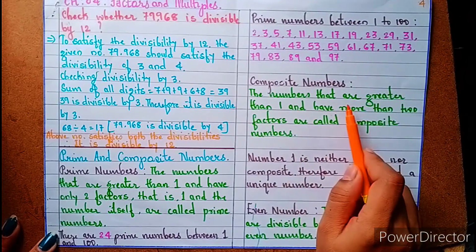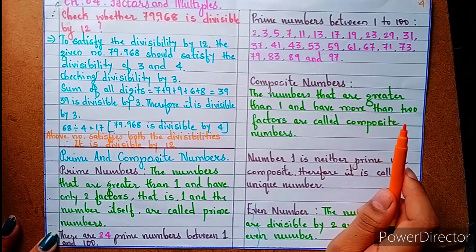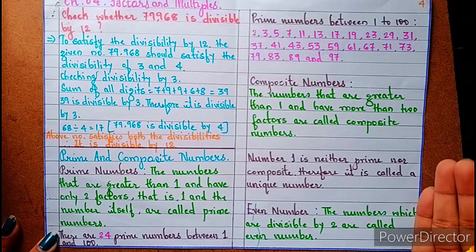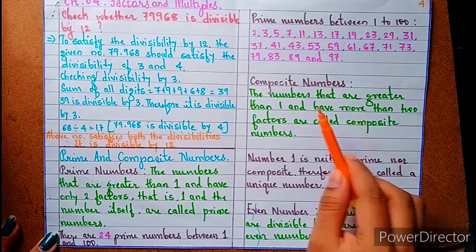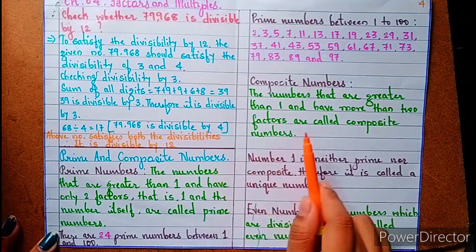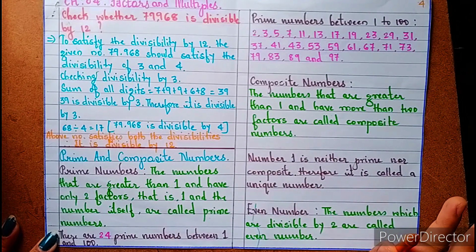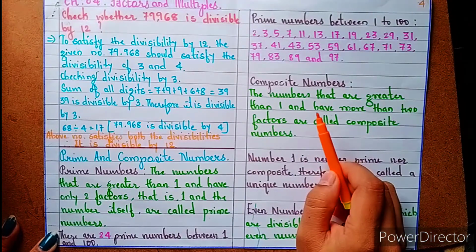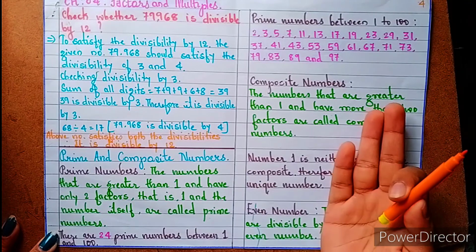Now let's see what composite numbers are. The numbers which have more than 2 factors are called composite numbers. And 1 is neither prime nor composite, isn't it? A composite number should have more than 2 factors.